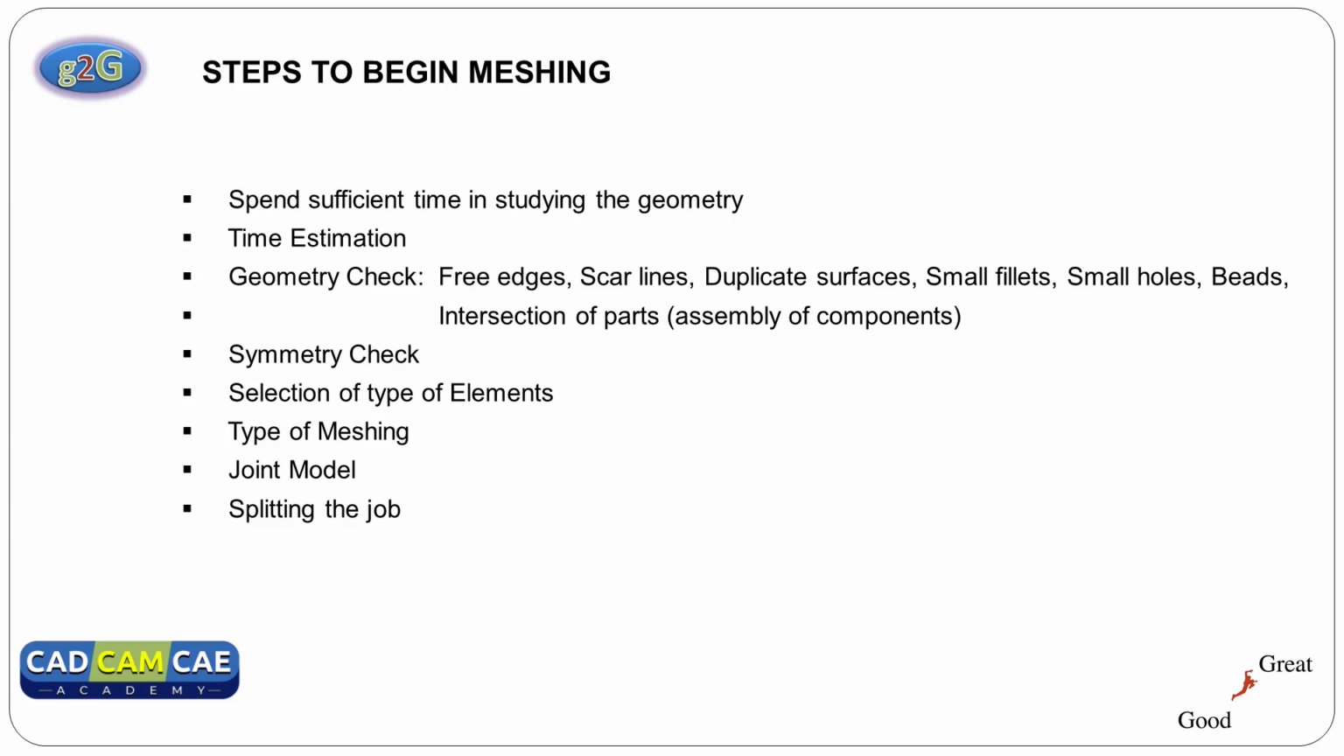Geometry checks: free edges, scar lines, duplicate surfaces, small fillets. We'll study those one by one in our upcoming projects. Then symmetry check, selection of type of elements, type of meshing. Then the joint model, where we'll use rigid bodies and other weld connections to connect the components, to assemble the components rather. And splitting the job: if you have a team, how will you split and divide the job, and how will you assemble the complete subassembly? So this was all about the steps to begin meshing.